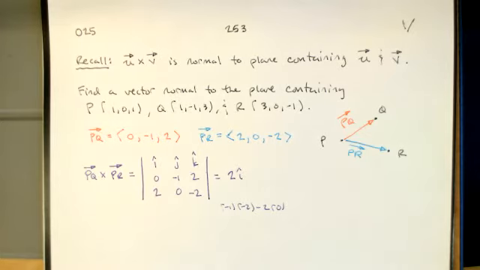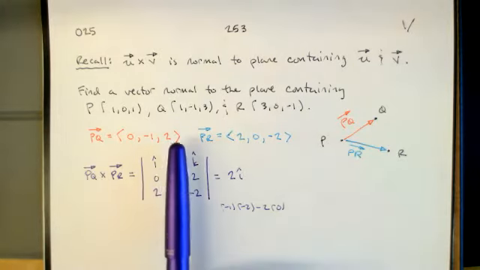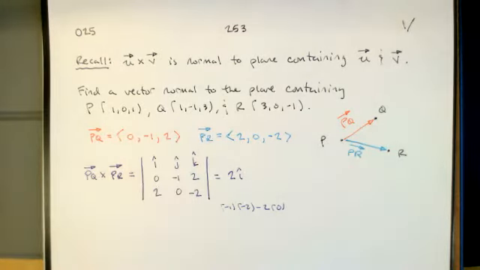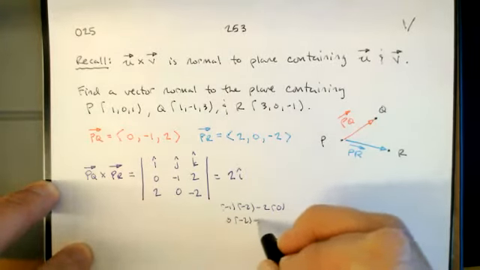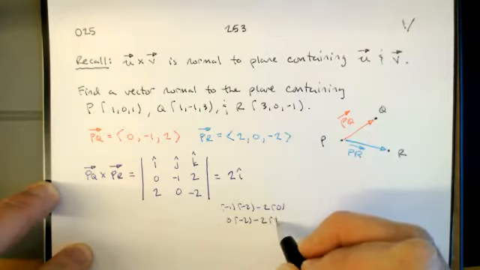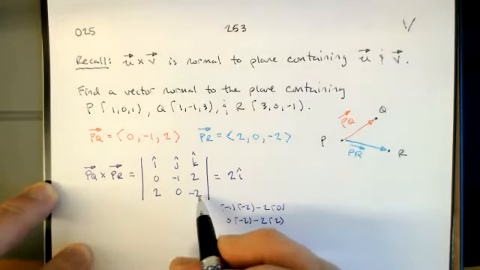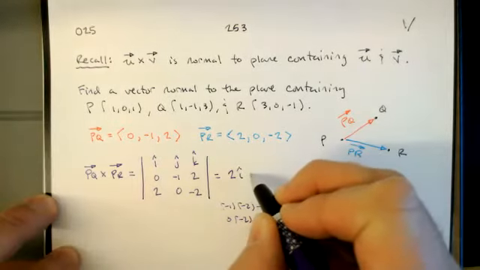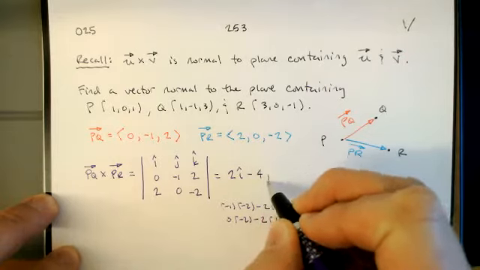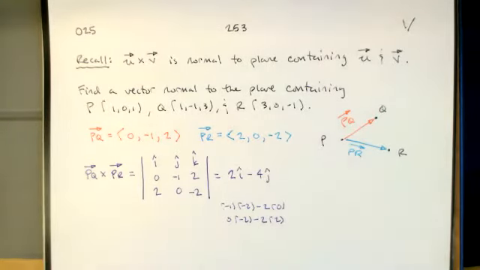The next minor is going to be 0, 2, 2, -2. So I'm going to take out this middle column. And so I'm going to have 0 times -2 minus 2 times 2. That's going to be 0 minus 4. It's going to be a -4. But in the cross product, we're doing a determinant, and j is in the second position, so we change the sign.